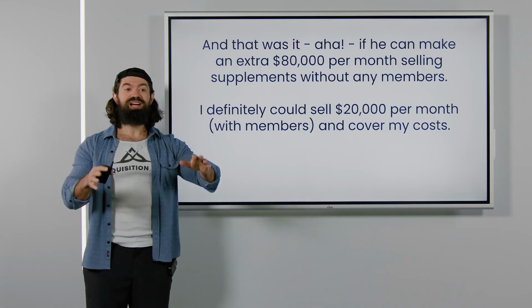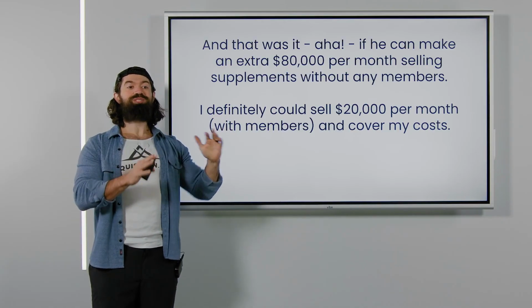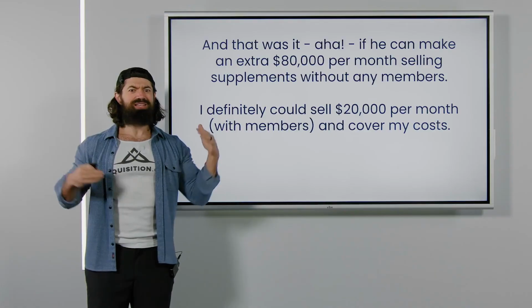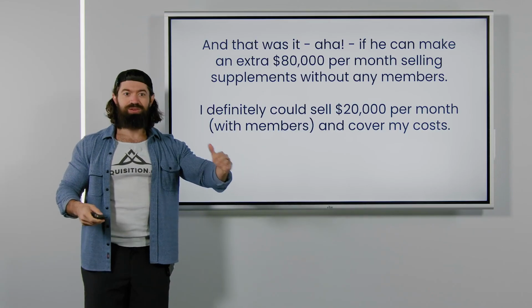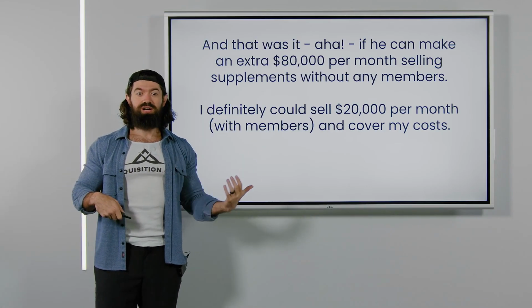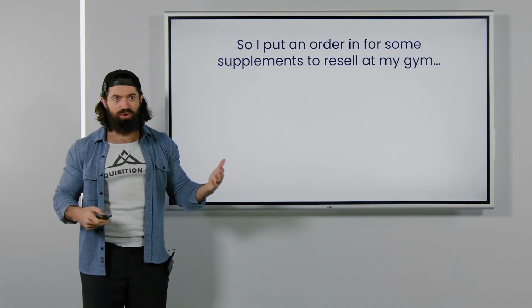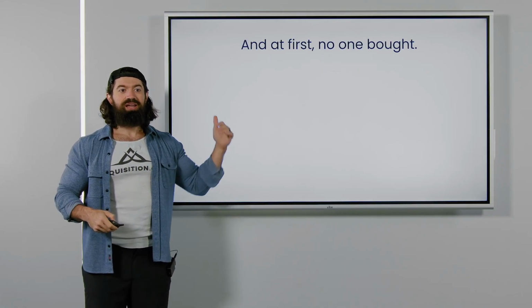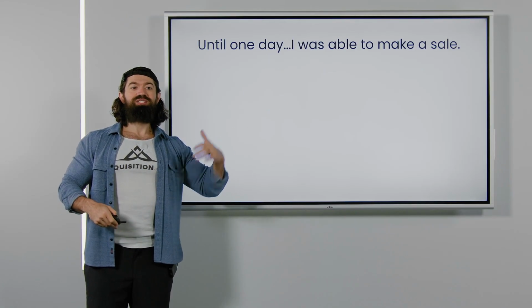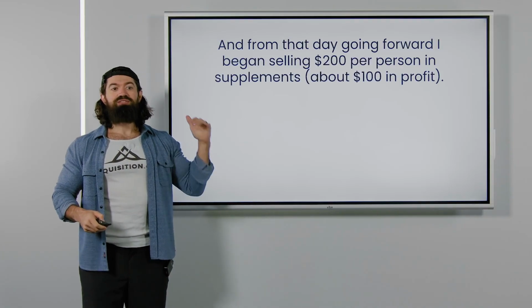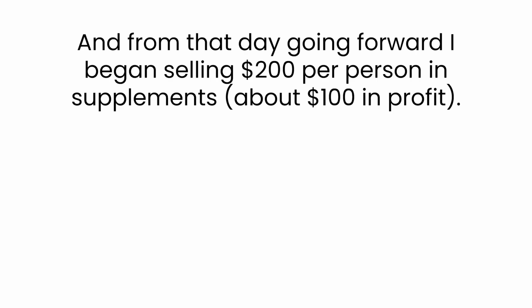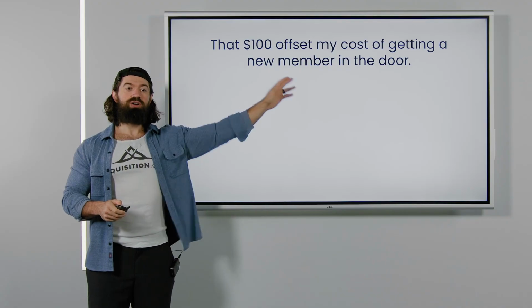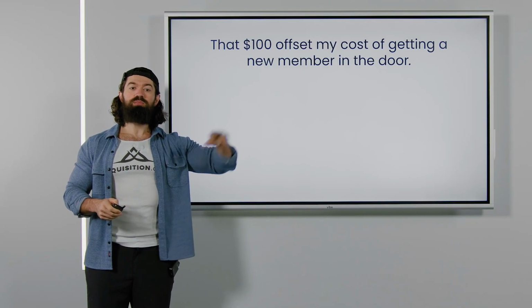And I was like, hold on. If this guy can make an extra 80,000 a month selling supplements without any members, I've got a gym. He has no gym. I've got a gym with members. He doesn't have members. I was like, I can definitely sell 20 grand a month with my members just to cover my costs. And so I put an order for supplements to resell at my gym. And at first, of course, no one bought until one day I was able to make a sale. And then from that day going forward, I began selling $200 per person in supplements. So about $100 in profit. And that $100 offset my cost of getting a new member in the door.